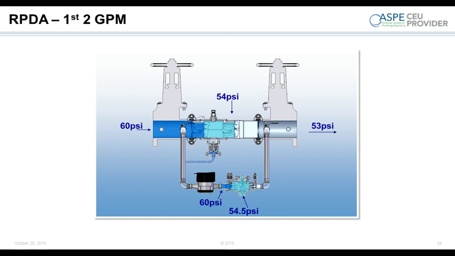So if we look at those first 2 gallons a minute, now, just like when we looked at the DCDA, this is just at the point right before the main valve opens. So here we've established that 1 PSI pressure differential across the first check. Keep in mind that second check is still closed. And we have that 6 PSI differential across the first check.